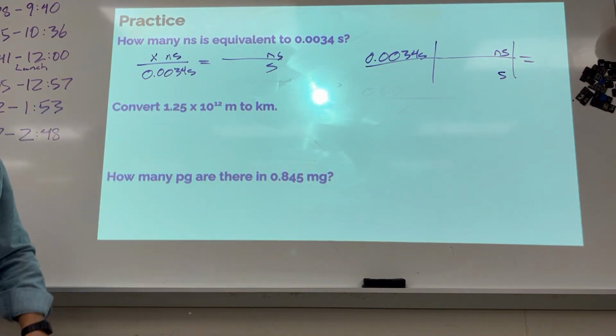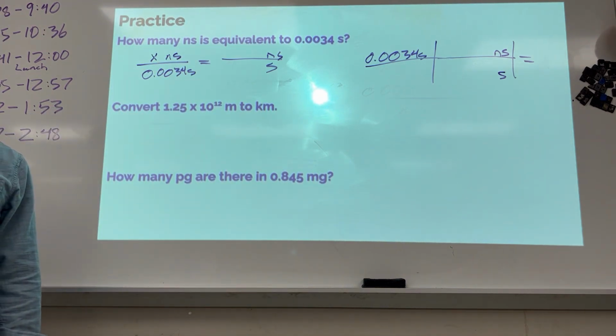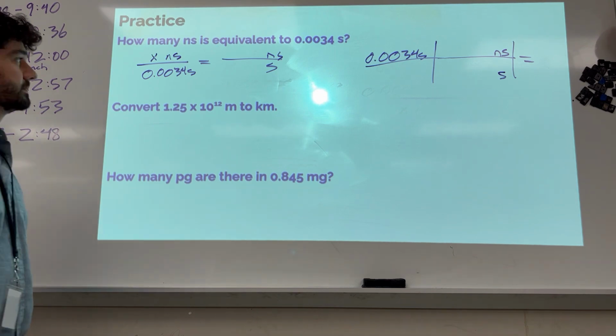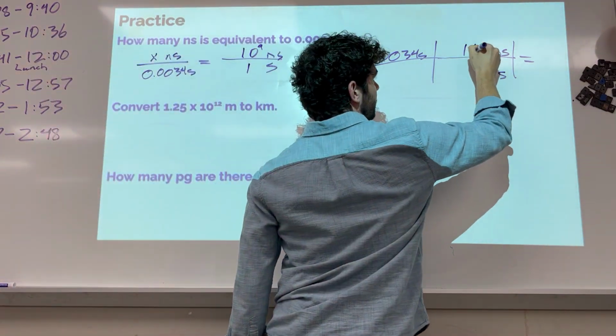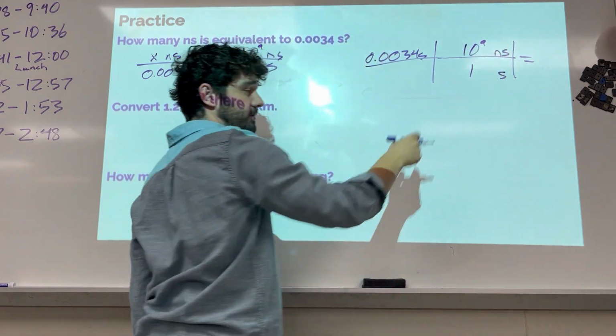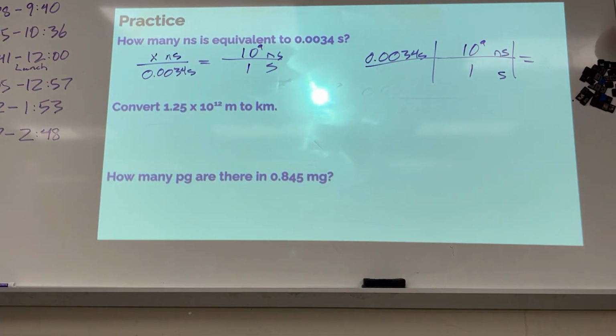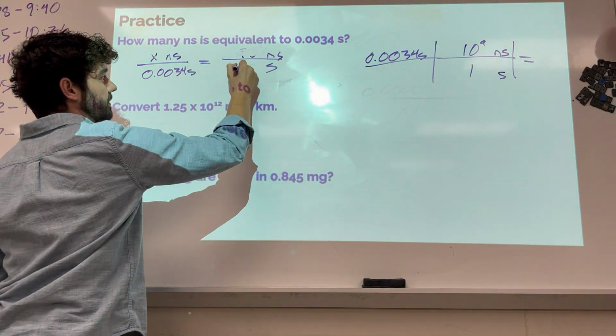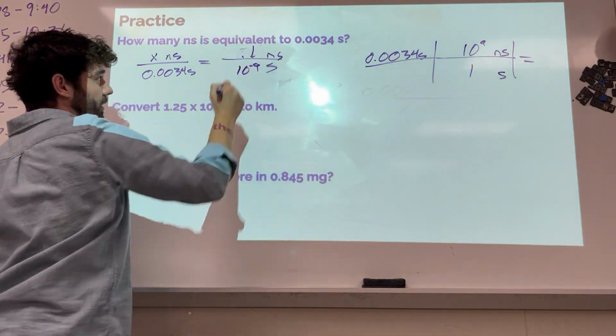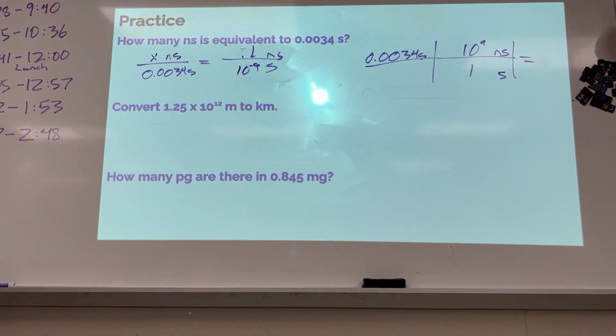How many nanoseconds are in a second? 1 billion. A billion. Okay, and if you forget, it's from your notes. Oh, it's not negative. So that would be, there's 10 to the negative 9 seconds in 1 nanosecond. Oh, okay. So.